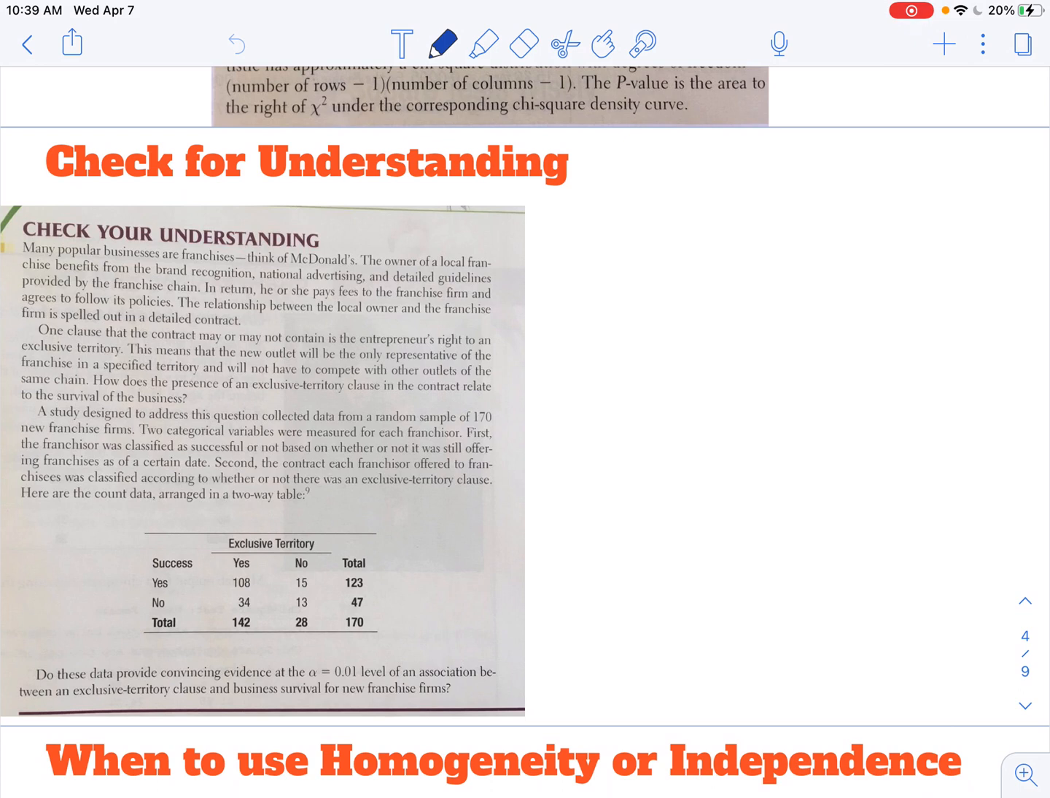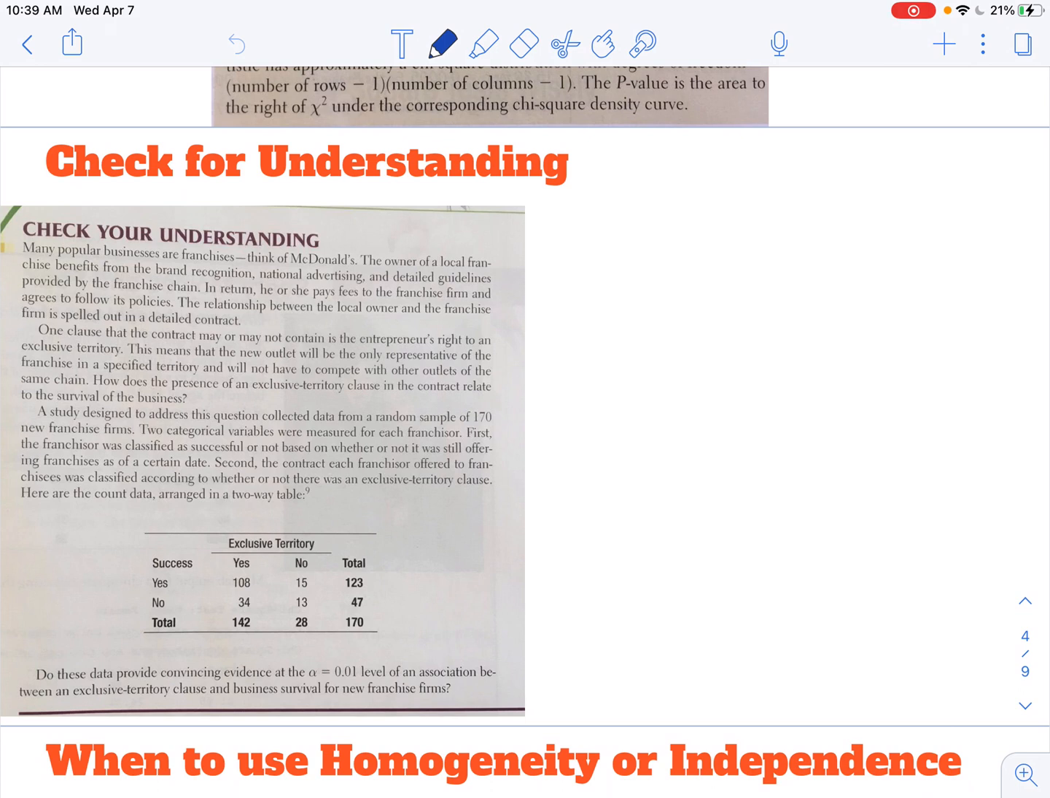We're looking at whether or not somebody had an exclusive territory and whether or not the business survived. It does not say, it says if the franchisor was classified as successful or survived. We're not given the data of what that means, so we're just going to say whether the business was a success or not. And we're looking at if they had the exclusive territory contract or if they did not have the exclusive territory contract.